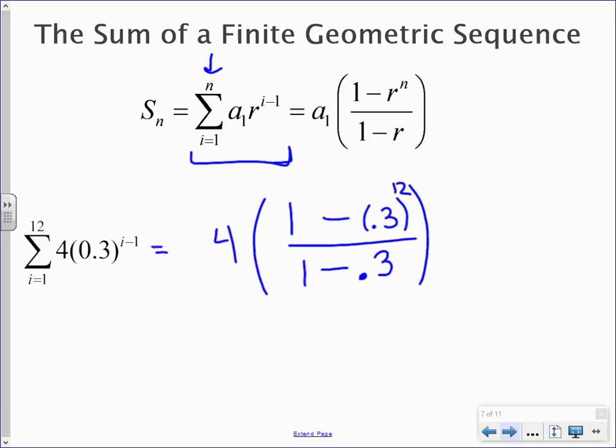You can put it in your calculator all at once, as long as you are careful with your parentheses. Did you put it in your calculator? I kind of had it squished in there. It's the exponent for 0.3. Sorry. Okay.